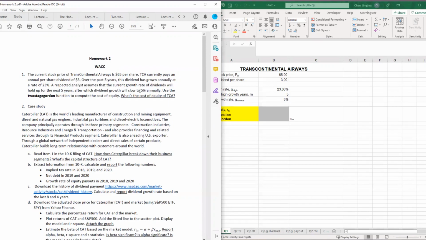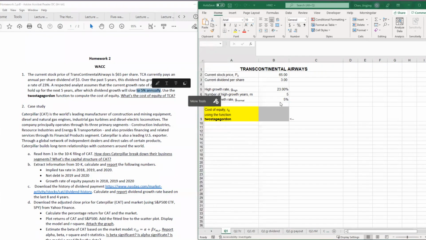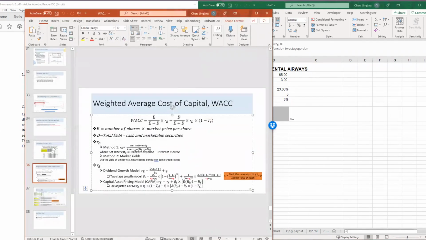So as you can see now, there are two dividend growth rates here. Initially, the dividend will be growing at a very high rate, and then later on, after 5 years, it will tend to be stabilized at a lower rate. So this is dividend growth rate 1 and then growth rate 2. So for Excel, we don't really have this two-stage Gordon model, and we actually need to use a user-defined function. And the code for this user-defined function is provided in the lecture slides.